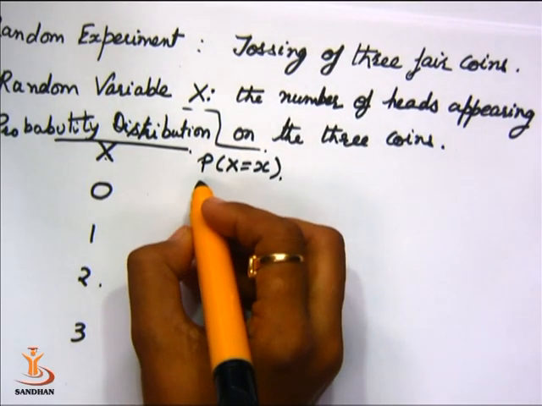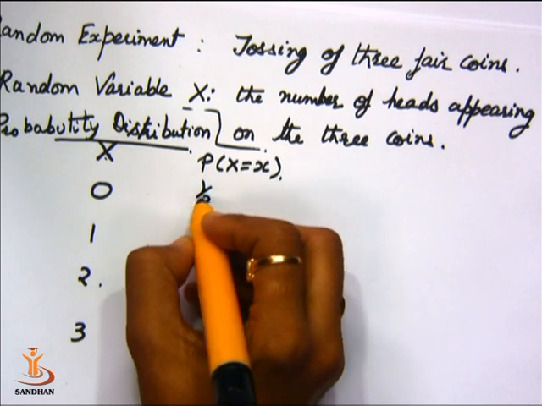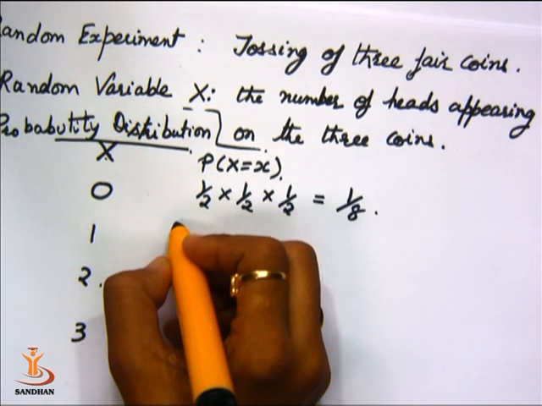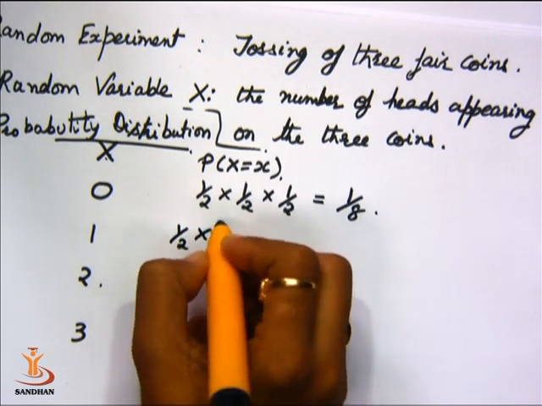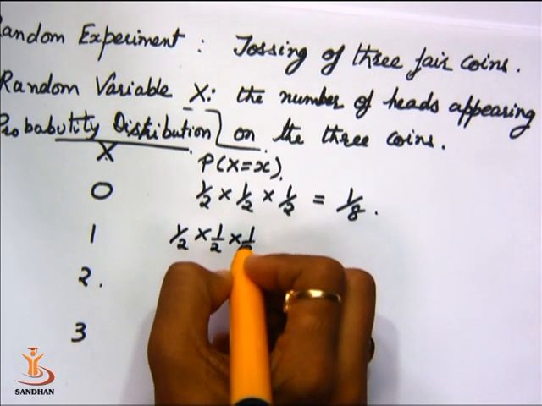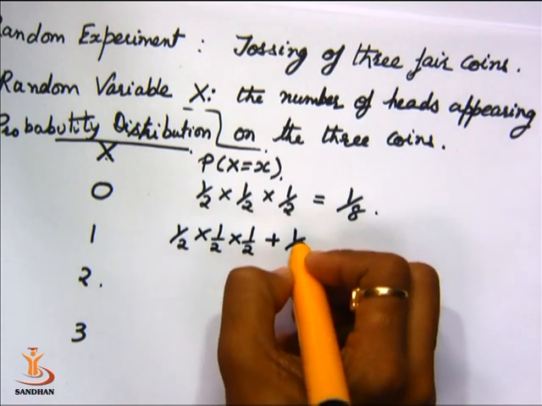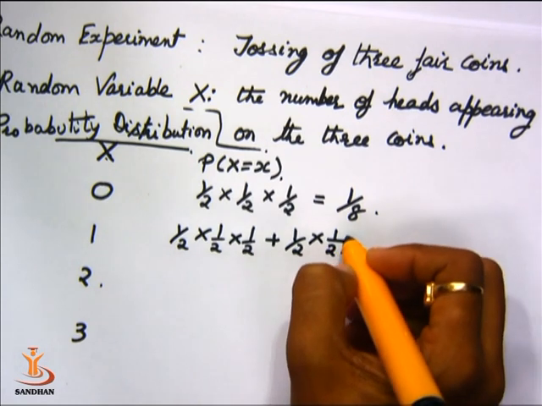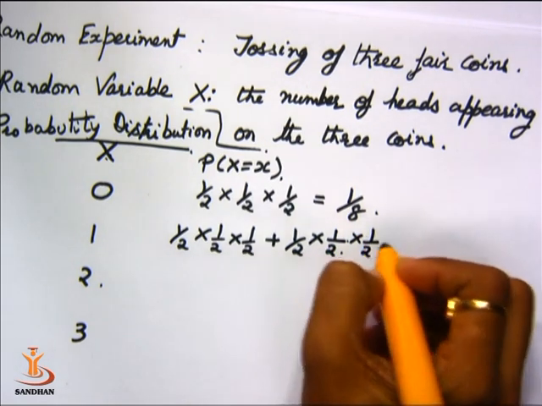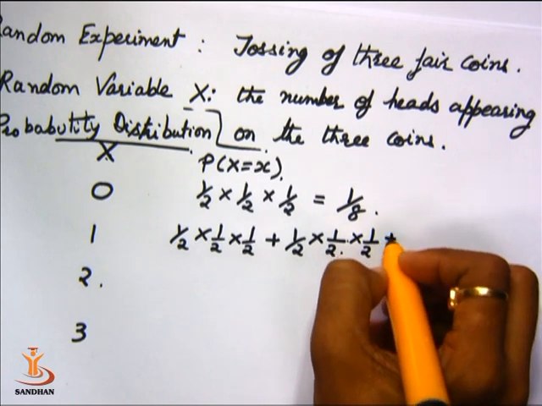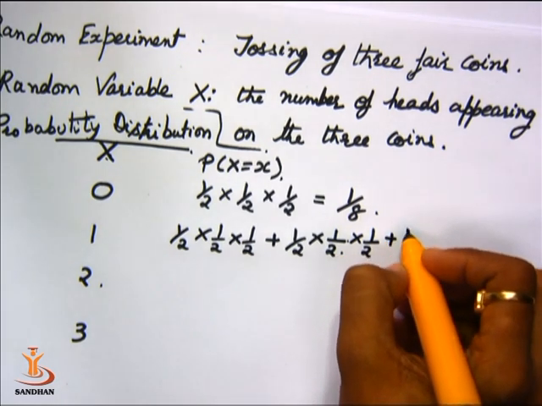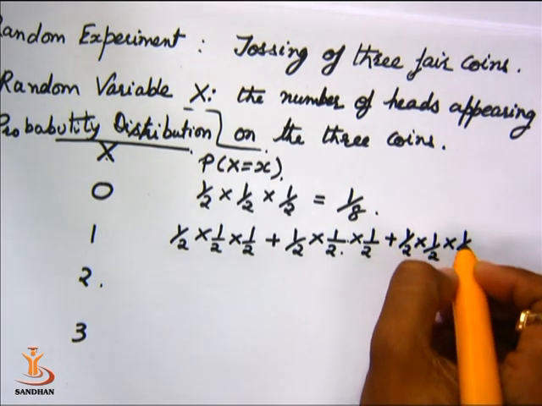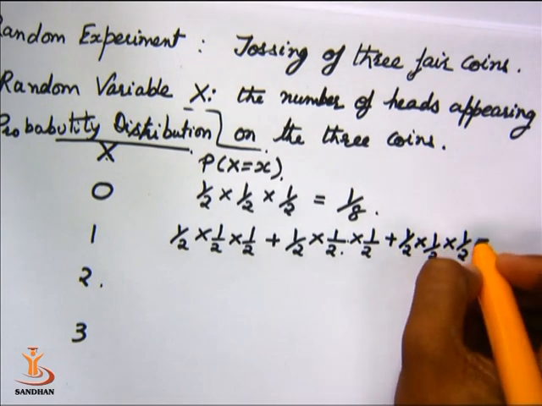All the coins are showing tail. The probability of getting tail is... first coin is showing head and the other two coins are showing tail, or first coin is tail, second coin is showing head and third coin is also showing tail, or first and second coins are showing tail and the third coin is showing head. So it is.